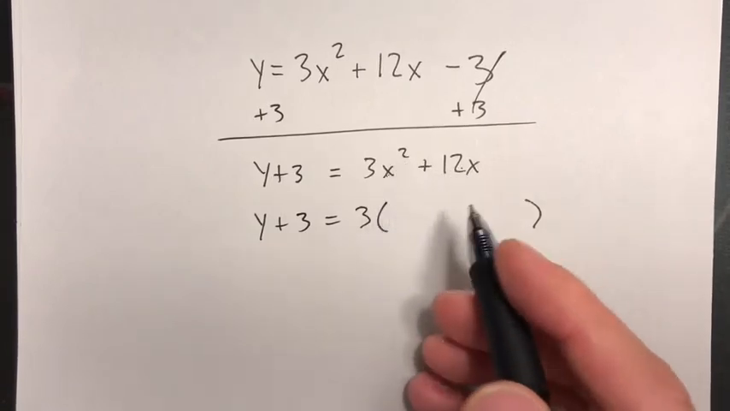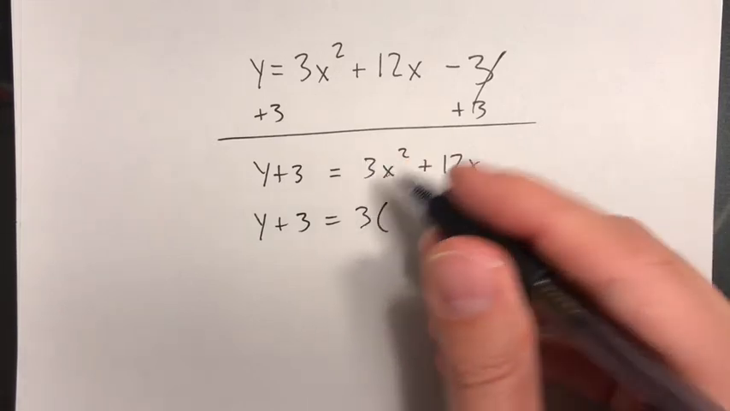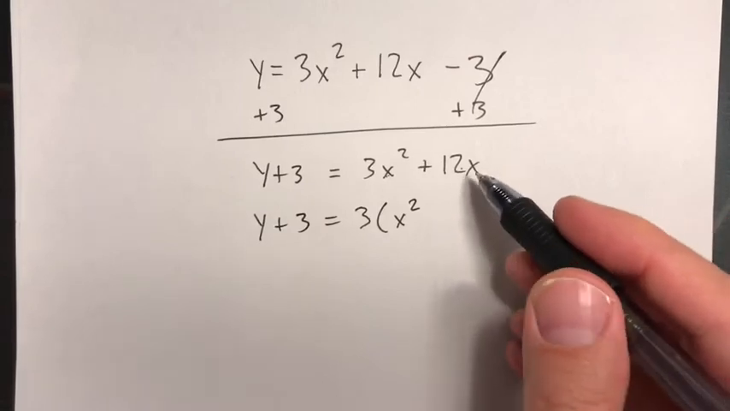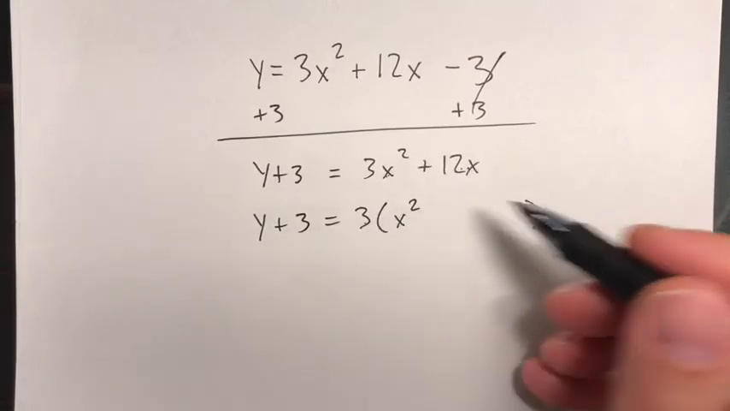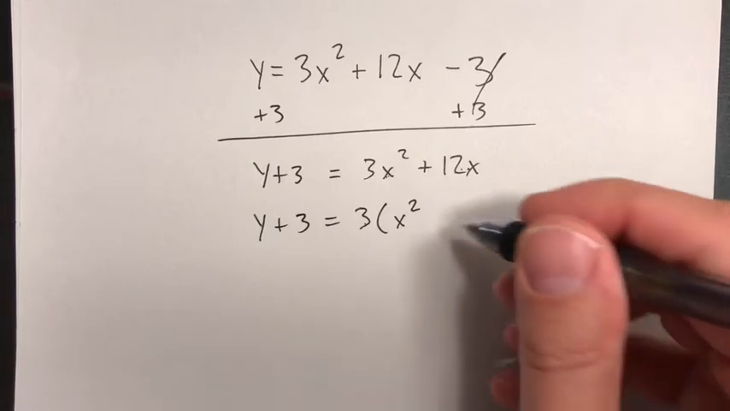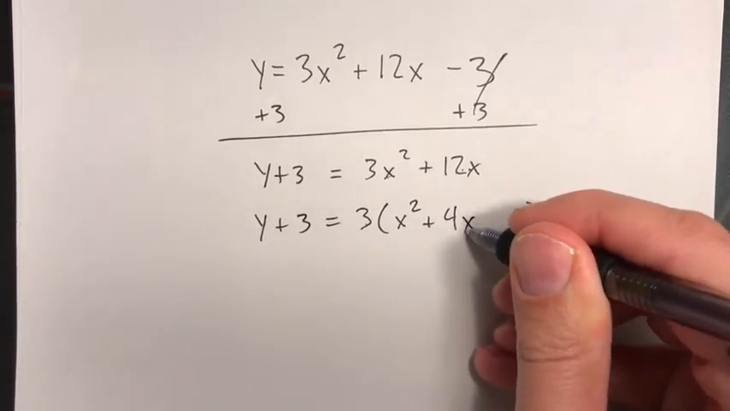So 3x squared divided by 3 is, well, the 3's would cancel. You just get x squared because 3 divided by 3 is 1. And then I'm going to do 12x divided by 3, which is 12 divided by 3 is 4, right? So that would be positive 4x, okay?